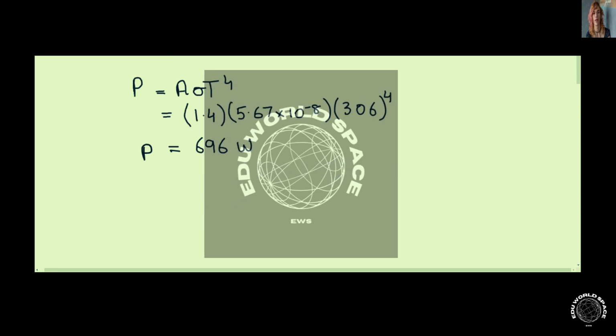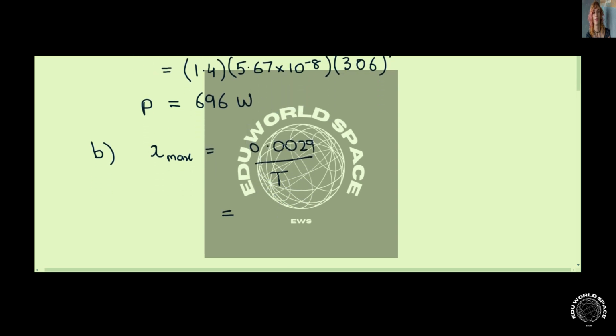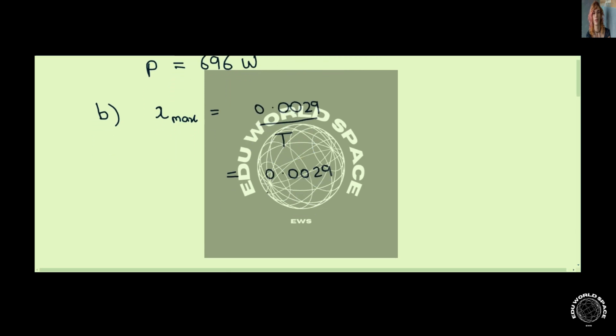Now for the second part, we need to calculate the peak wavelength that the average person emits. For that, we will use the Wien displacement law, which gives lambda max as being equal to 0.0029 divided by the temperature of the emitting blackbody. So the temperature, as with the previous part, was given as 306 Kelvin. So we're going to go ahead and make that substitution, and now we're going to evaluate it using a calculator.